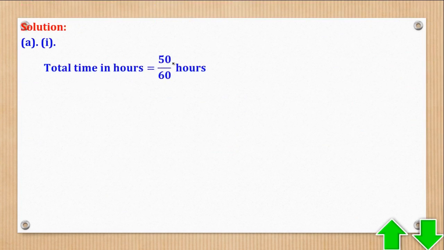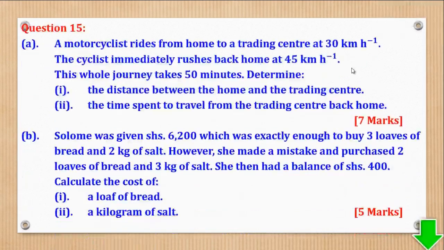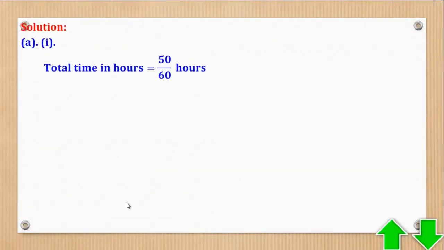So first of all, total time is 15 minutes, but we have to convert to hours because the speed was in kilometers per hour, meaning time has to be in hours and distance has to be in kilometers.